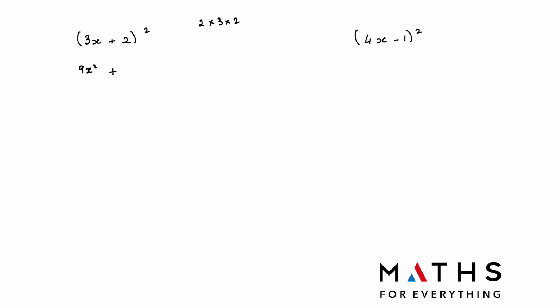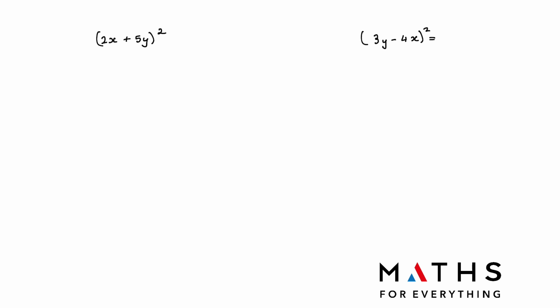That will give you 12. And then remember to put the x. And then you square the last number. 2 squared is 4. The next one, when I square 4x, I'm going to get 16x squared. I multiply everything by 2. That will give me negative 8x. And I square 1. That will give me 1. How many of you got this right? I hope everyone.